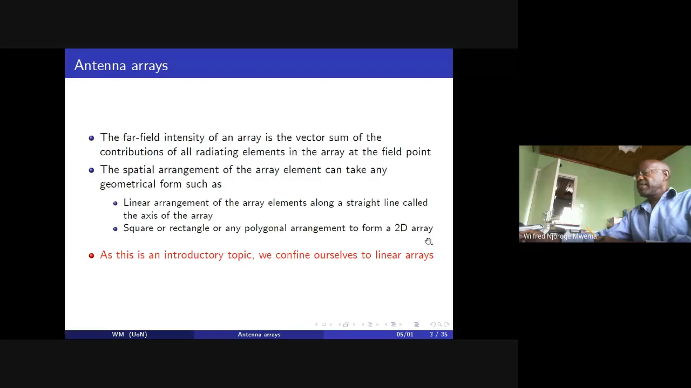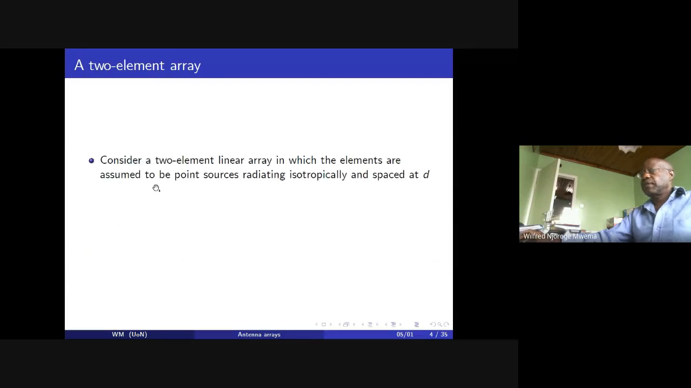You could also have a 3D array, in cuboid form and so forth. So these are not exhaustive, but just examples of the different shapes that you can have. As this is an introductory topic, we are going to confine ourselves to the treatment of linear arrays, where we have the radiating elements arranged along a straight line, which we will call the axis of that array. So, a two-element array then.